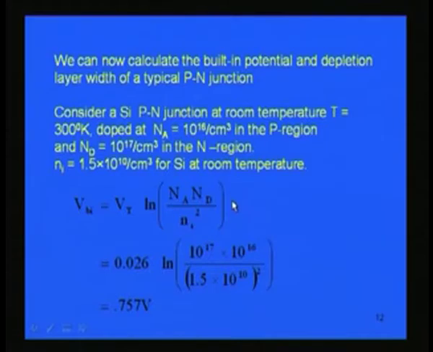Now, the expression we have is Vt natural logarithm of Na Nd by Ni square. For this typical example, if we substitute these values, the thermal voltage as 0.026 volt and the natural logarithm of Na, Nd and Ni, it will give us a built-in potential of around 0.757 volt. So, typically for silicon at room temperature, we get a built-in potential around 0.7 volt.